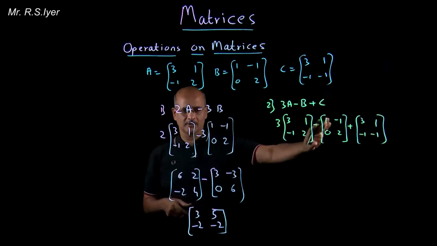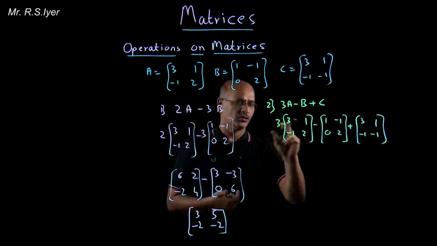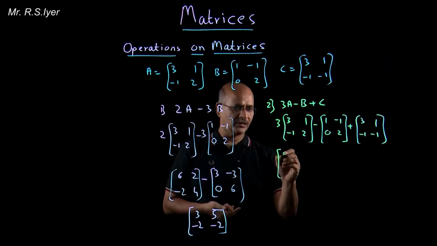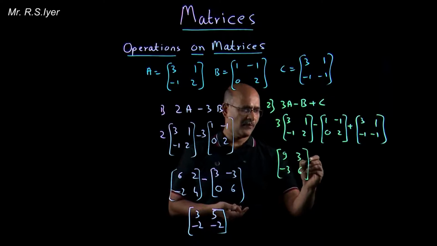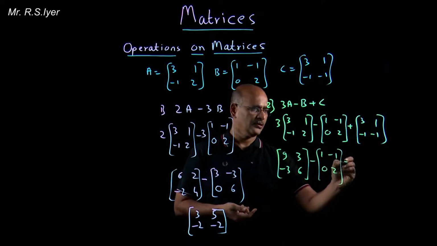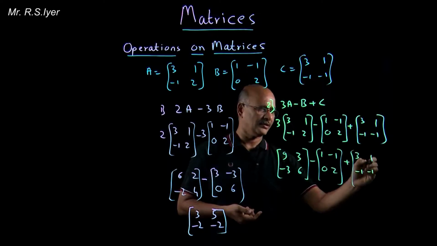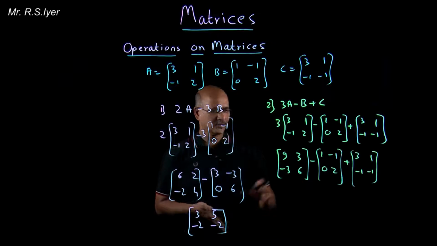Now you had seen this part. So now the same operation that you did over here, please go ahead with it. So what will happen over here? It is finally 3 3s are 9, 3 1s are 3, minus 3 6, minus this will become 1 minus 1 0 2, plus 3 1 minus 1 minus 1. So this is what is important.